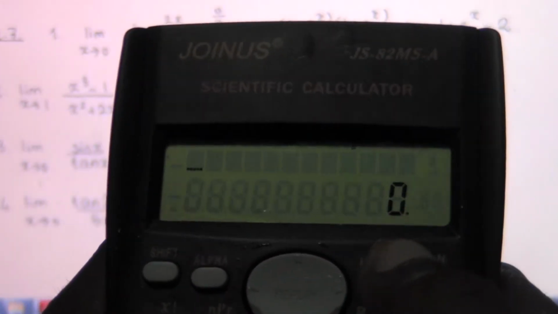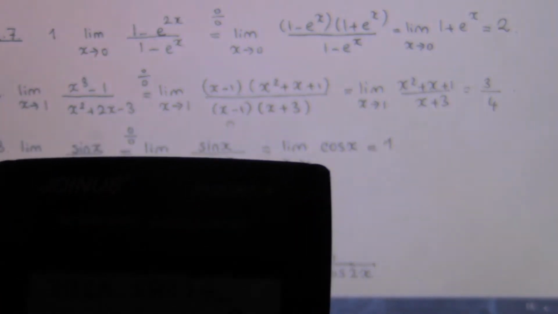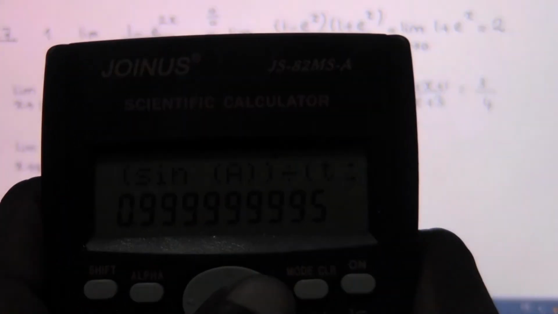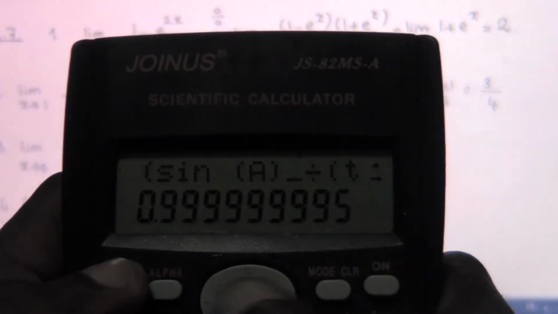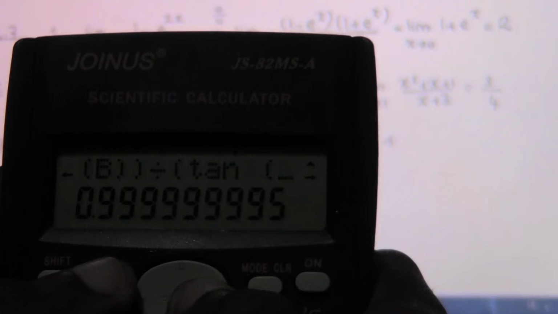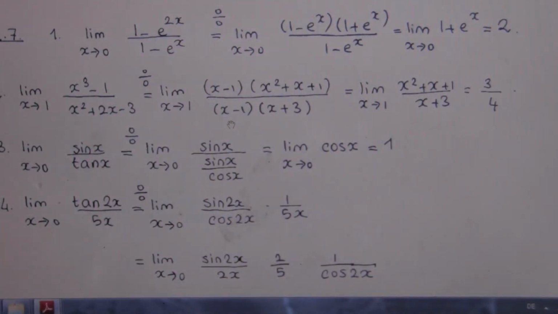Right? Good. So we have sine of open bracket A, close the bracket, divided by tan of A, close the bracket. Oh my goodness, finally we got a number. Alright, and then replace it with B, and you get the same thing. Right, so we basically see it's around 1. So we know the answer is supposed to be 1.